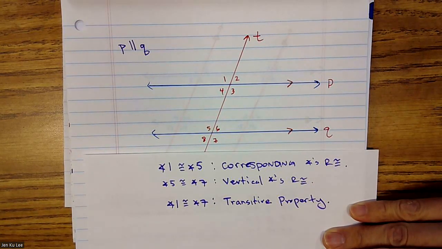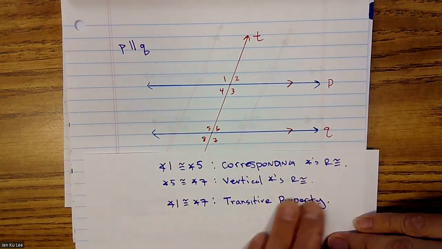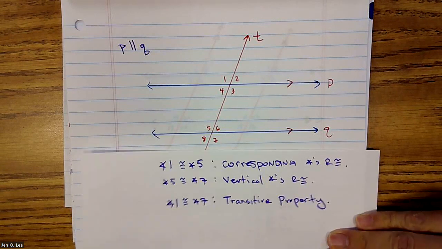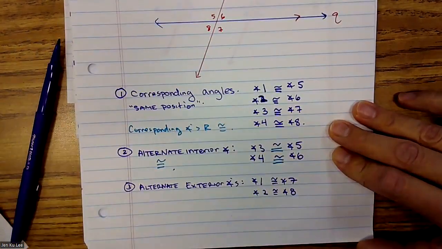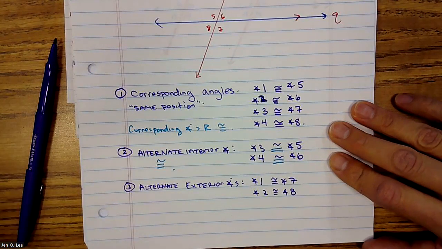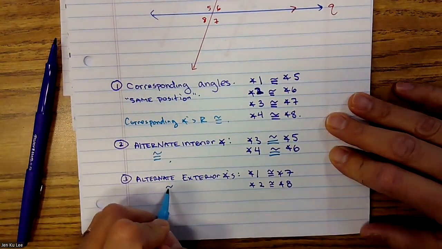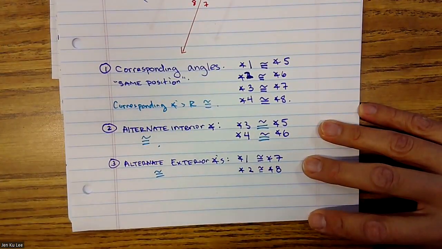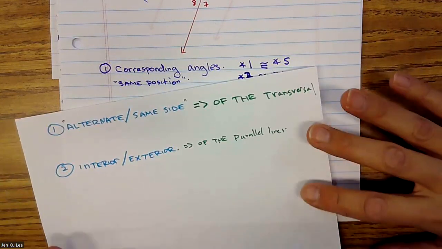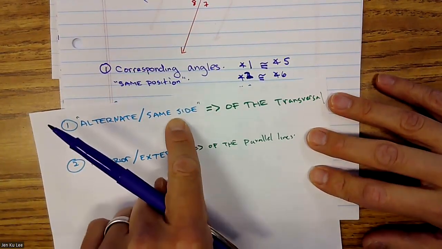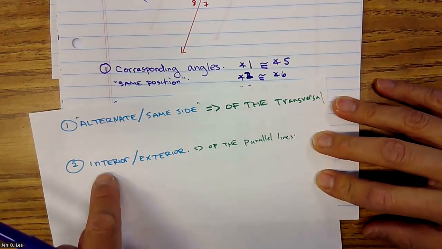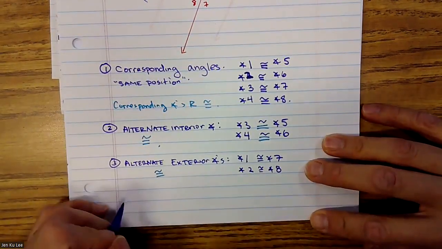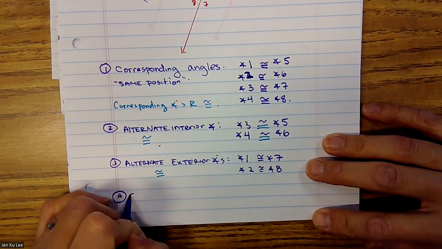Okay? So this is the beginning of your proofs. All right? So I can say that they are congruent now. The next type of angle that we're going to cover, if we look at our list, same side of the transversal and interior of the parallel lines. So same side interior is number 4.